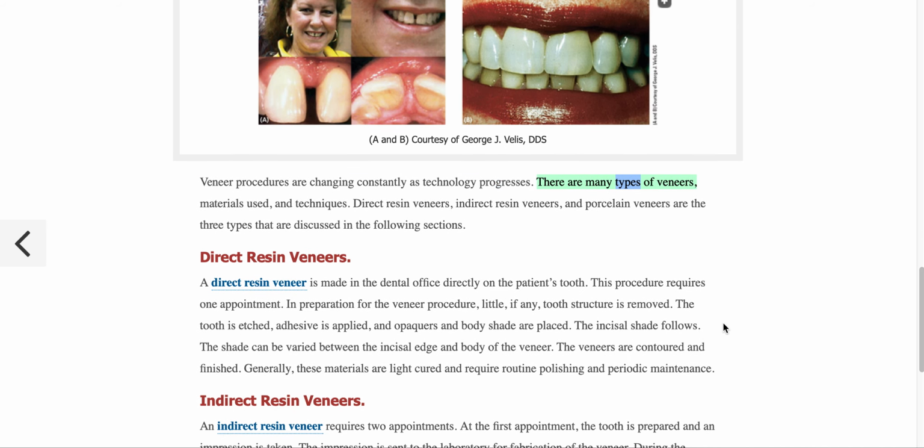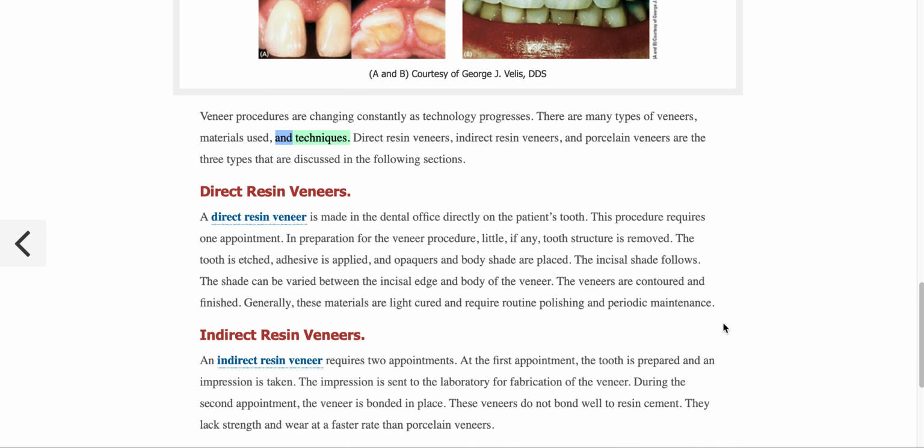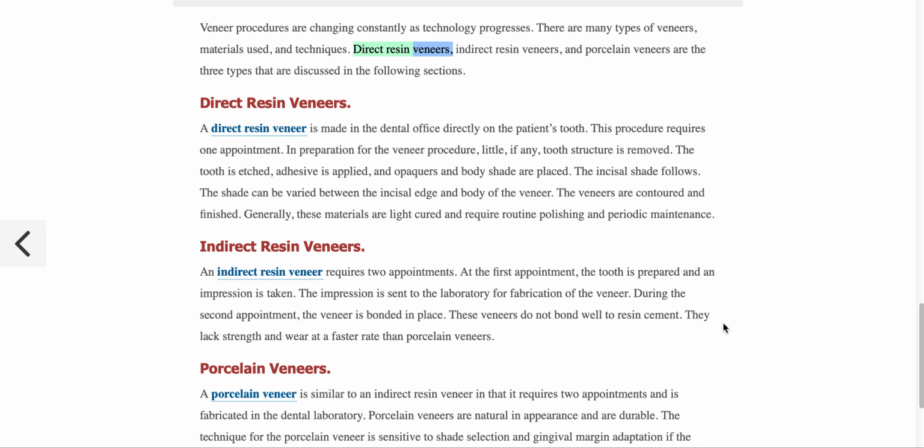There are many types of veneers, materials used, and techniques. Direct resin veneers, indirect resin veneers, and porcelain veneers are the three types that are discussed in the following sections. Direct resin veneers. A direct resin veneer is made in the dental office directly on the patient's tooth. This procedure requires one appointment. In preparation for the veneer procedure, little, if any, tooth structure is removed.